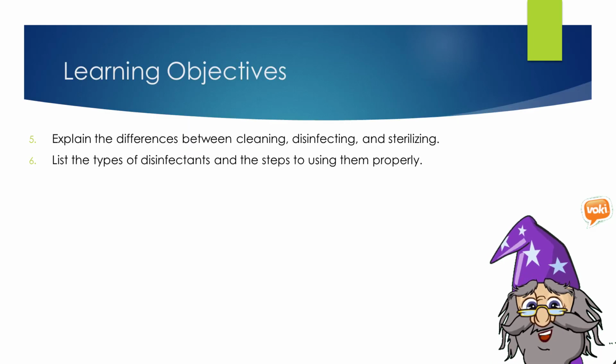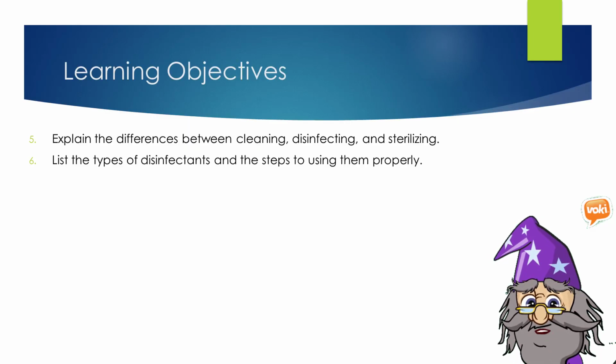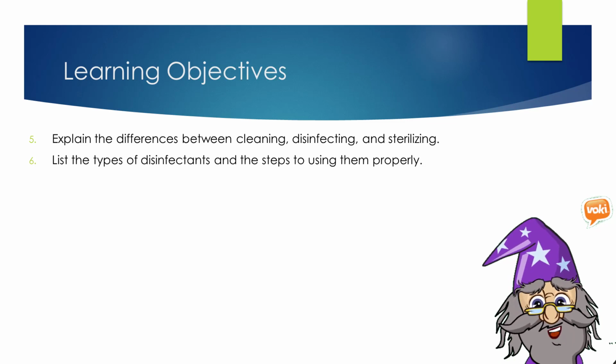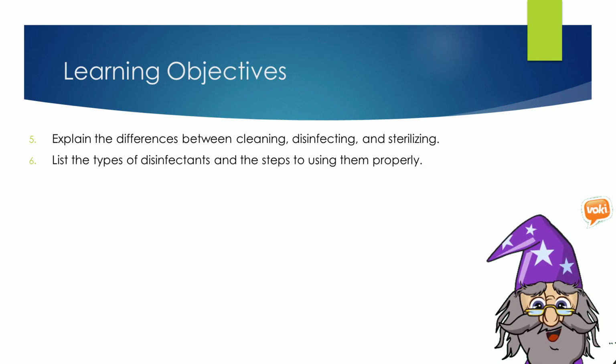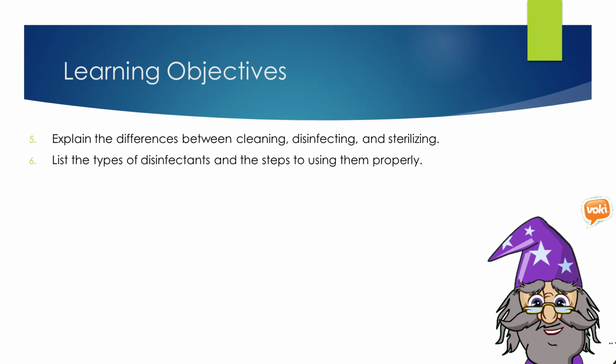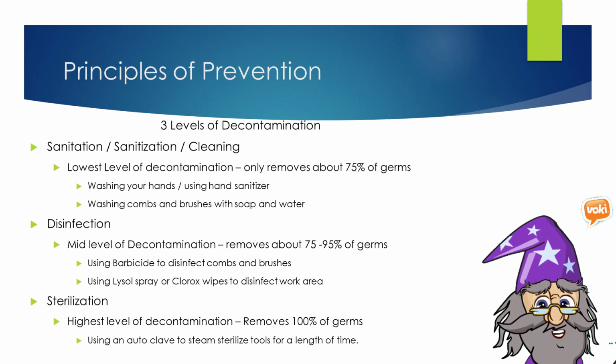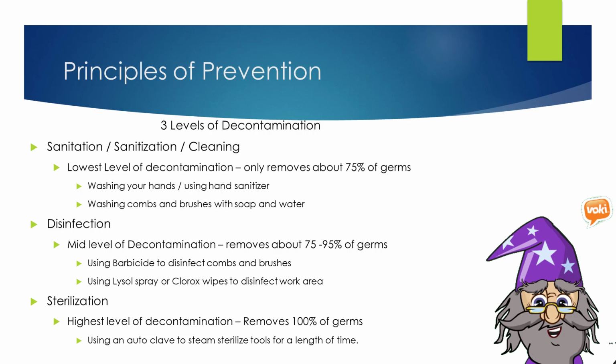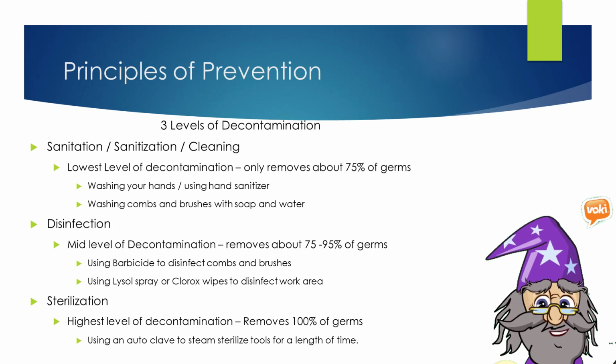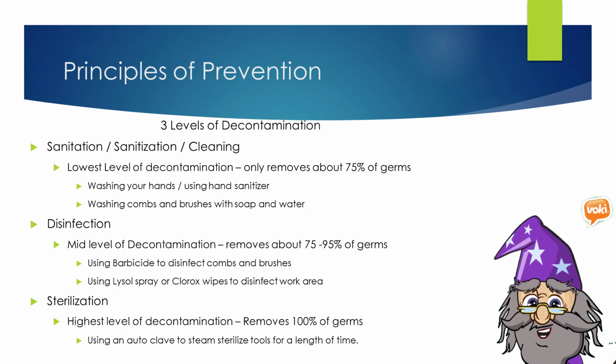Our learning objectives today are to explain the differences between cleaning, disinfecting, and sterilizing, and to list the types of disinfectants and the steps to using them properly. In the previous lecture we discussed bacteria, viruses, fungi and parasites, and the types of infections they can cause. Now we need to understand how to prevent them from spreading.